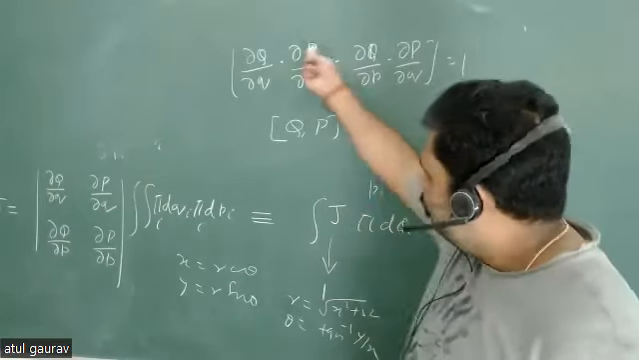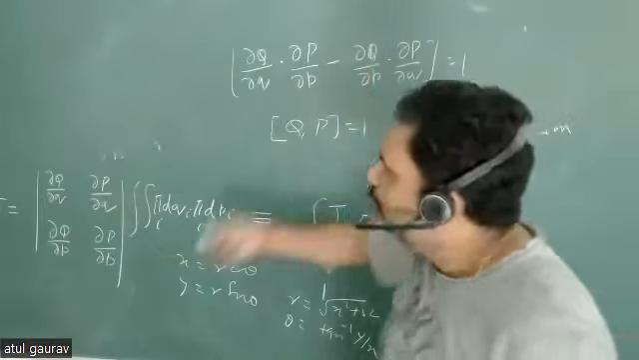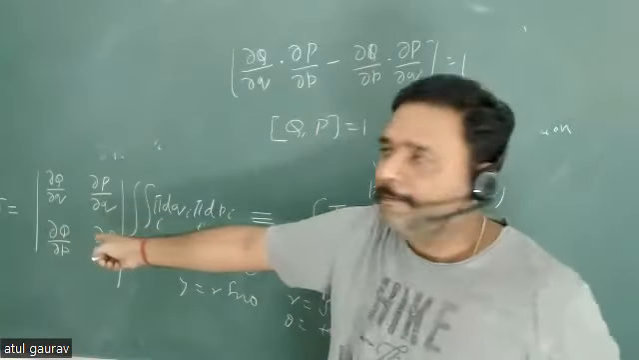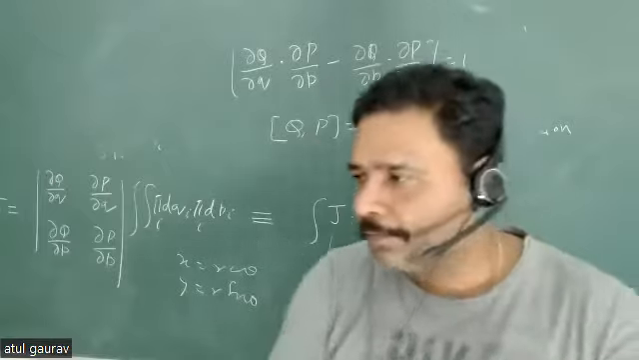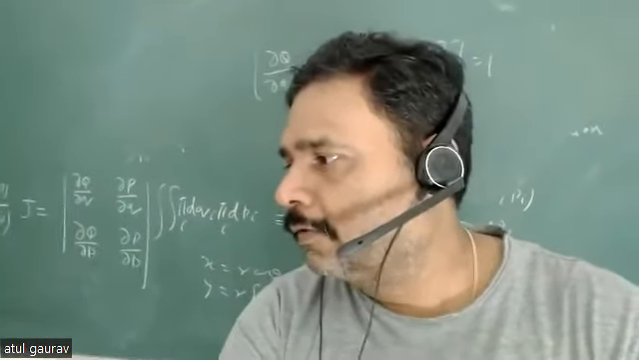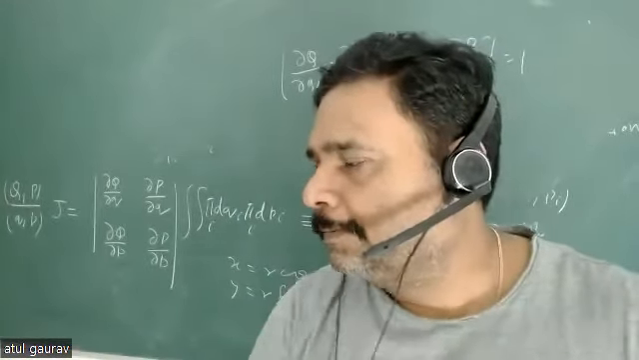So if I am talking about this Poisson bracket, this is nothing but the Jacobian of transformation. Are you getting my point? This is nothing but the Jacobian of transformation. Simple.